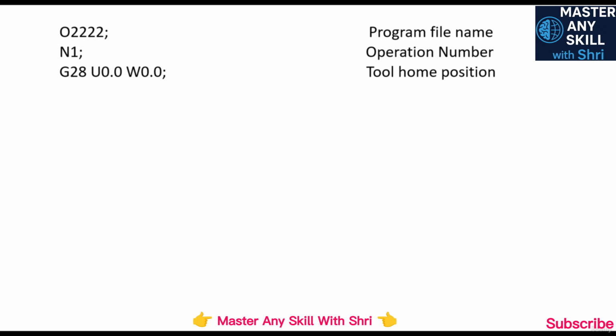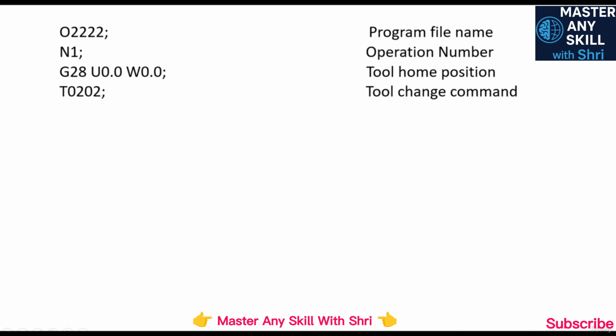After that we have to call the tool with which we are going to perform the operation. In an old CNC machine we have to write M06 and then give the tool number. But in a new CNC machine you can directly call the tool just by giving its number, T0202. The first 02 is the tool number and the next 02 is the offset number. So here we are writing tool number 2 to perform the first operation, and that's why we have written T0202: tool 2 with offset 2.